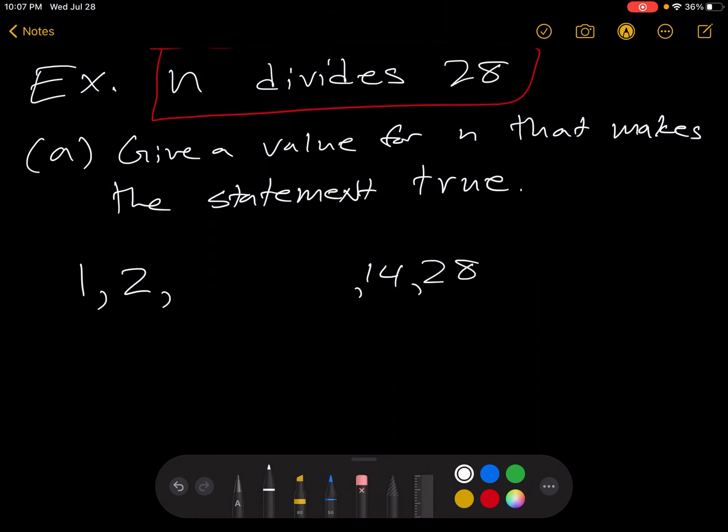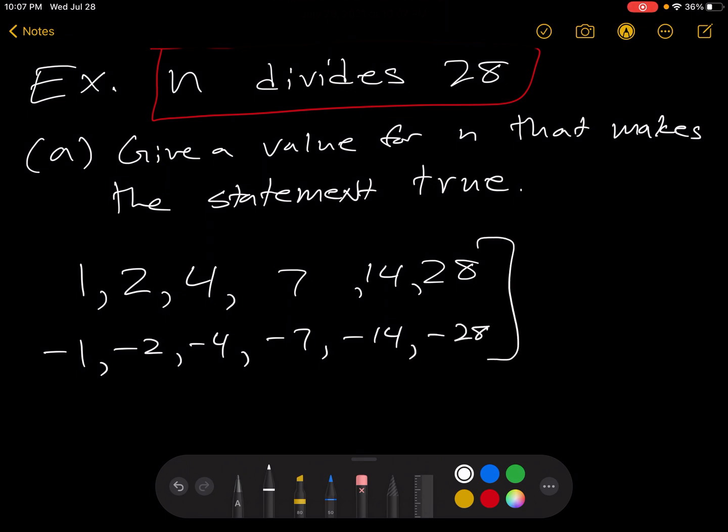No, it doesn't. How about 4? Yes, we just saw that, 4 goes into 28 7 times. So those are all of the positive answers, and also the negative answers work as well. So your answer, n, can be any of these.